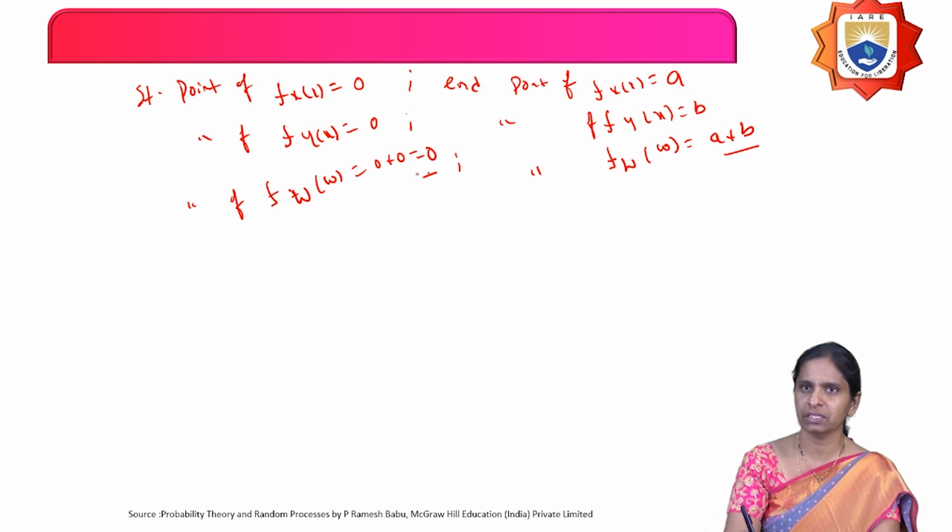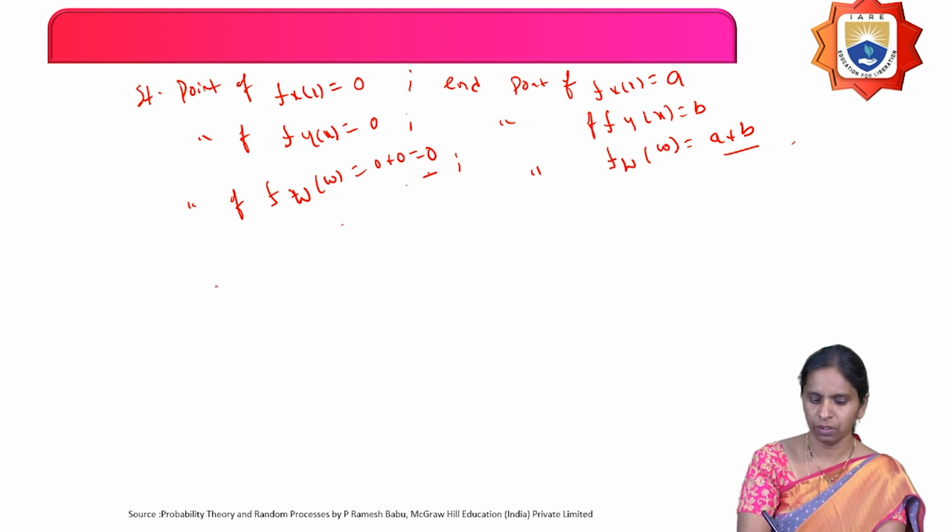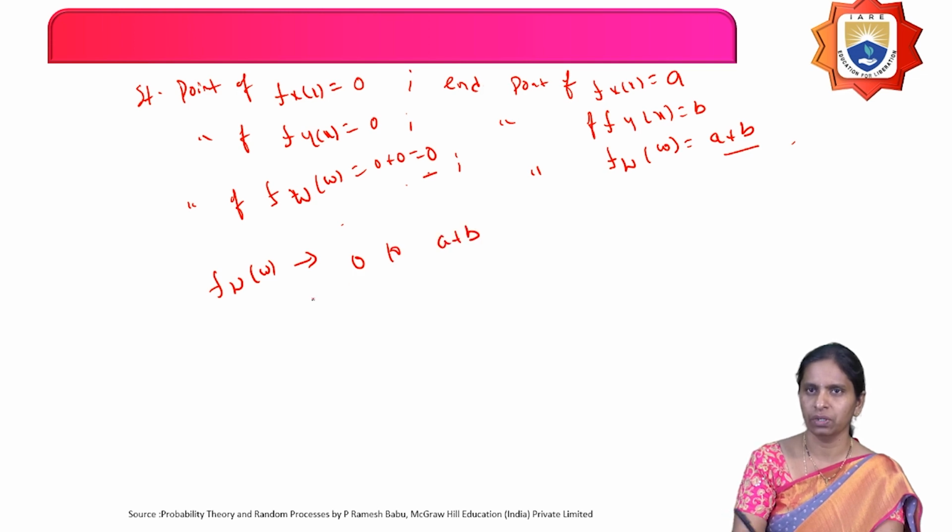So when w is less than 0, it is 0. When w is greater than a plus b, it is 0. Therefore, fw of w exists from 0 to a plus b only. So I'm going for the first case. What is the first case? When w is less than 0. Since the lower limit is 0 only, when w is less than 0, fw of w equals 0.